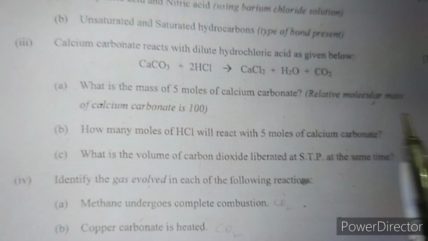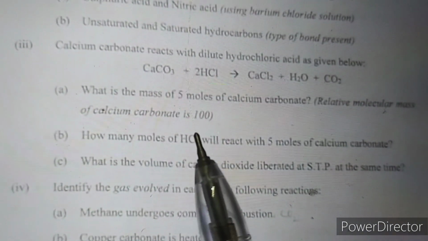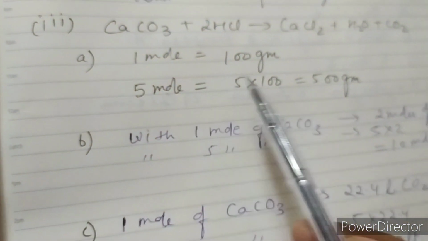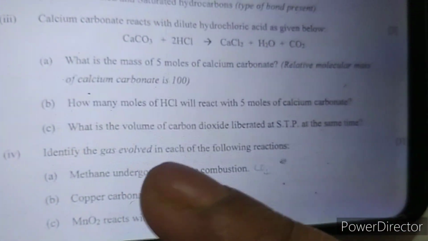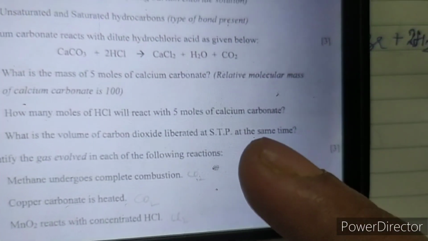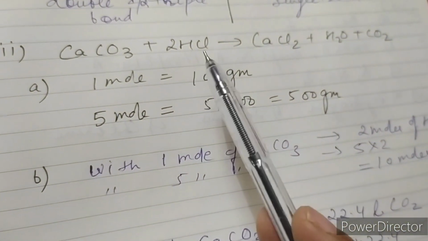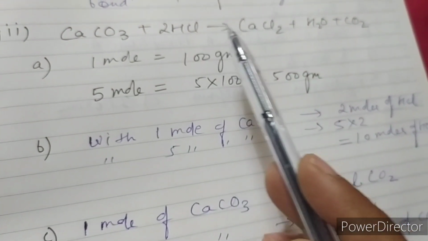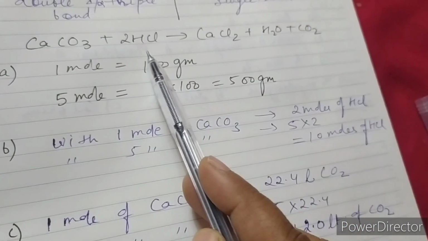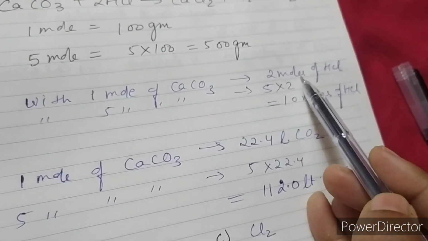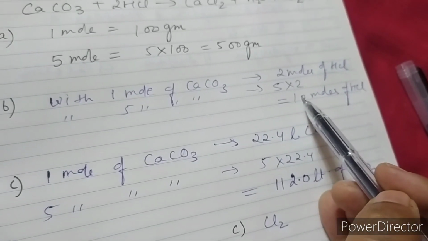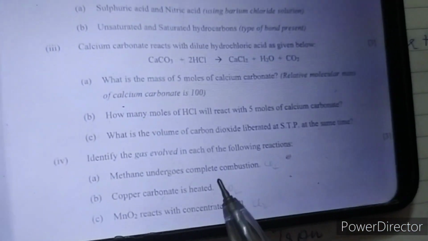Next is a numerical in which an equation has been given, and what is the mass of 5 moles of calcium carbonate. 1 mole weight has been given as 100. So you will write 1 mole is equal to 100, so 5 moles will be equal to 500 gram. In the second part, they have asked how many moles of HCl will react with 5 moles of calcium carbonate. Here you can see that 1 mole of calcium carbonate reacts with 2 moles of HCl. So 5 moles will require 10 moles of HCl.